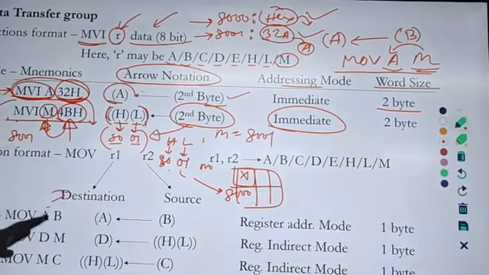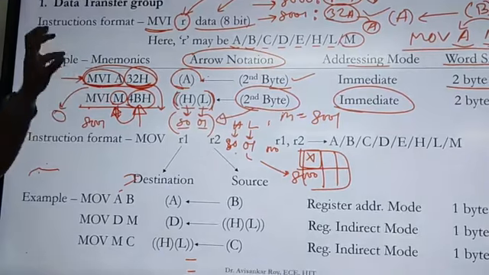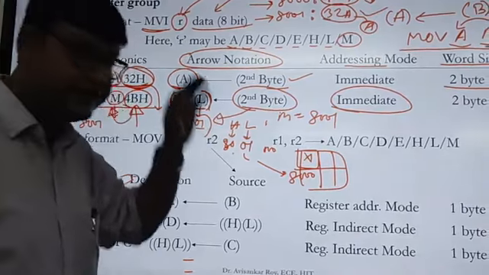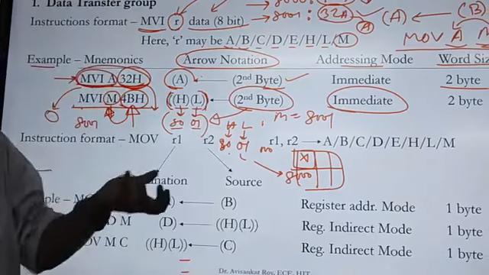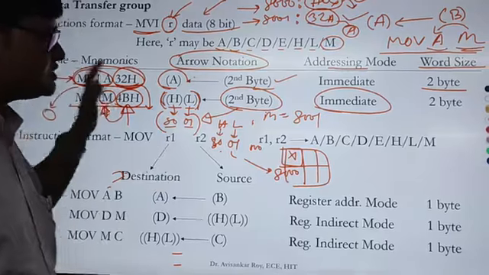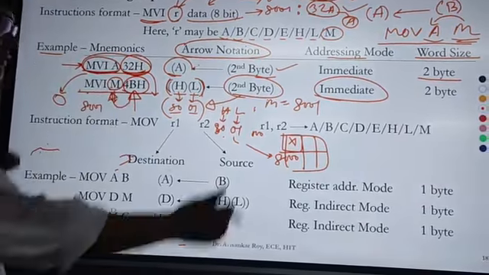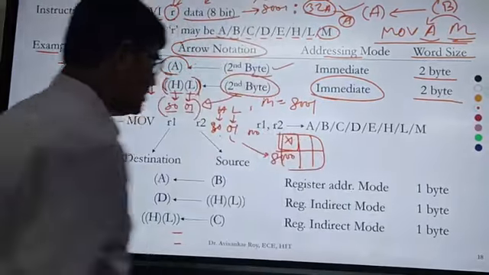I think it is very clear, but the earlier instruction belongs to the immediate addressing mode, because the data itself is written in the instruction, which will be transferred to another register or memory location. So it is immediate addressing mode, and definitely it is a 2-byte instruction.